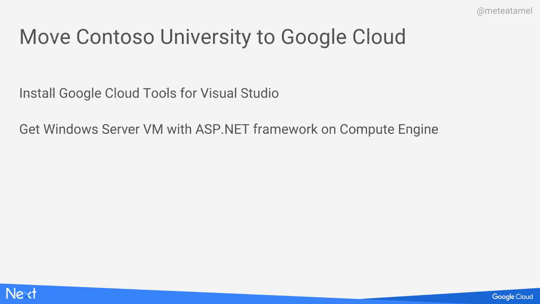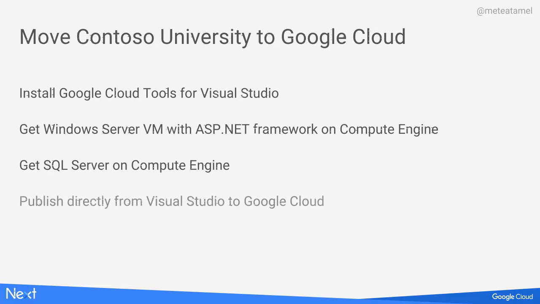This is a traditional ASP.NET app, so I need a Windows VM with ASP.NET Framework already installed on it, right? So I'm going to use the Visual Studio plugin to get the VM that I need. We also need a SQL Server instance because the one that I'm using right now is local. So I'm going to get a SQL Server instance on Compute Engine. And then finally, I'm going to publish directly from Visual Studio, to the VM that I just created. So these are the steps. Let's just take a look.